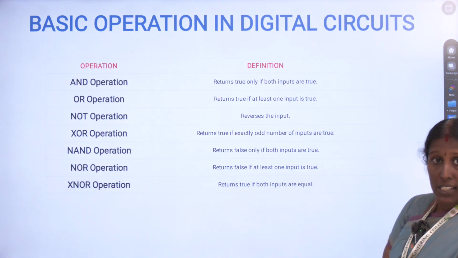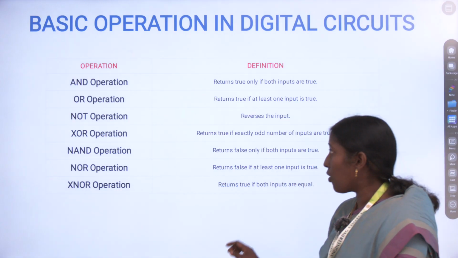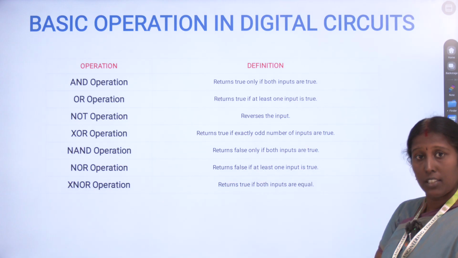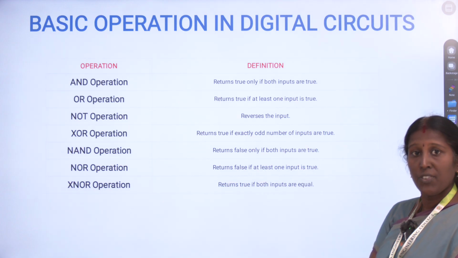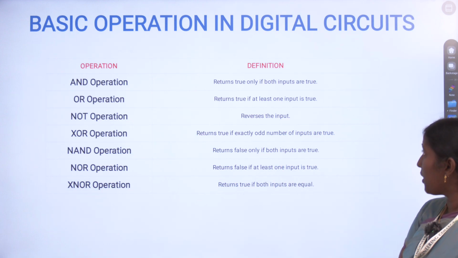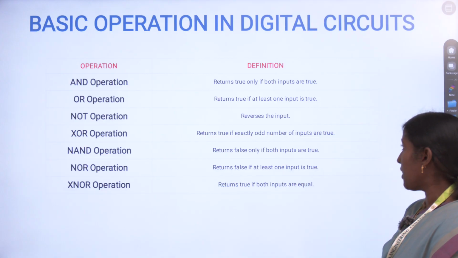First, let us see the basic operations in digital circuits. So, we are familiar with the operations. First one is AND operation. The AND operation will return true value when both the inputs are true. And next is OR operation. It will return true value if at least one input is true. Next is NOT operation. This will reverse the input.